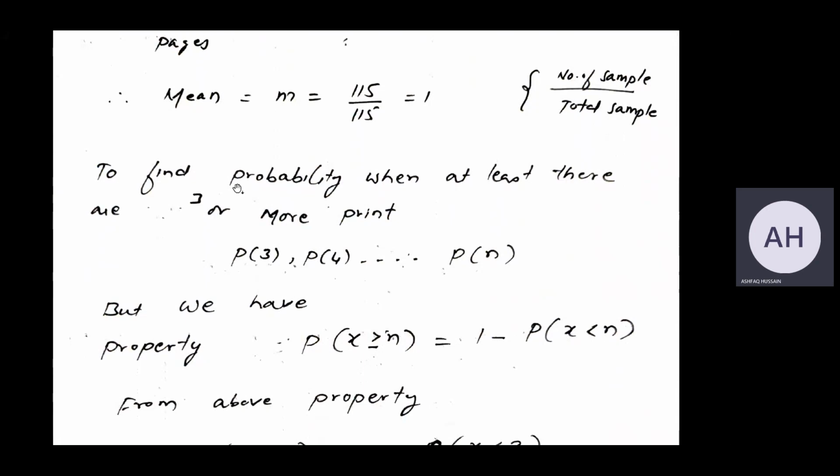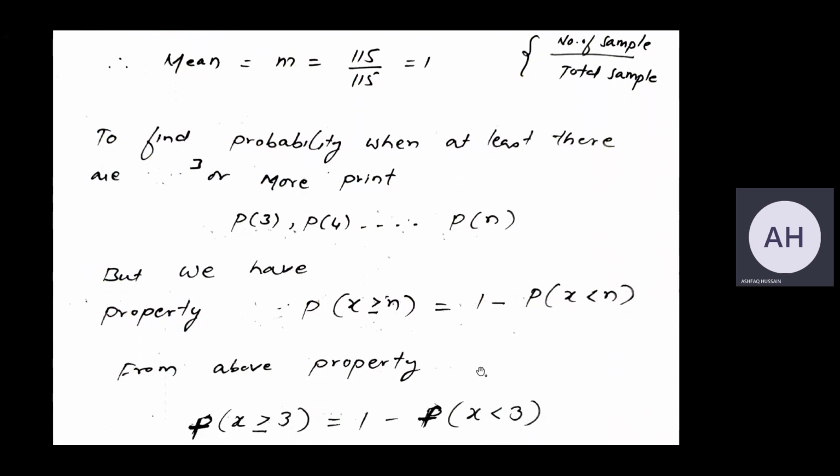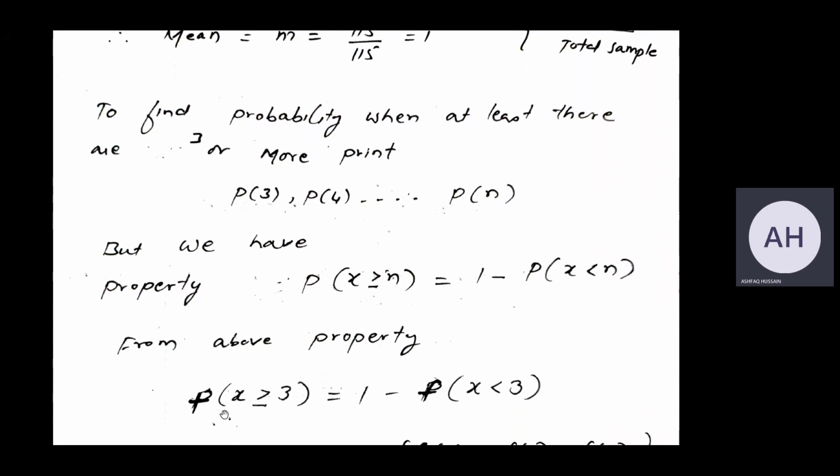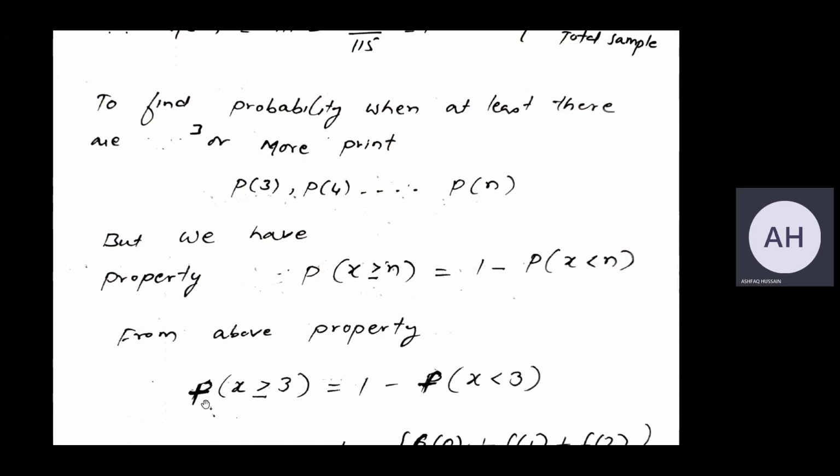So if you compare this, what are we asked? The probability when at least 3 or more misprints are there, or at least 3 or more defects. So instead of going for more, we can use this formula to calculate less. Minimum 3 is asked, so we can consider P of X less than 3. The probability is represented by a function F instead of P. So F of X greater than or equal to 3 is equal to 1 minus F of X less than 3.